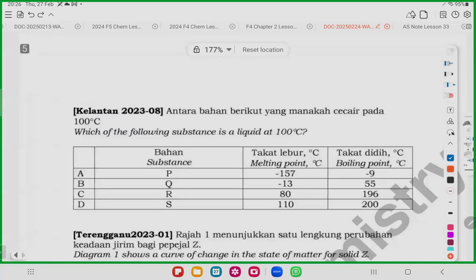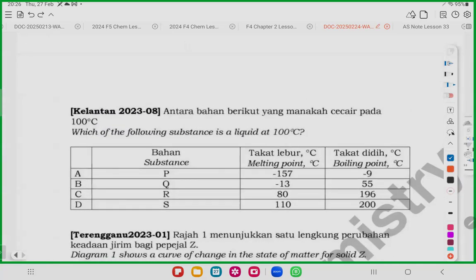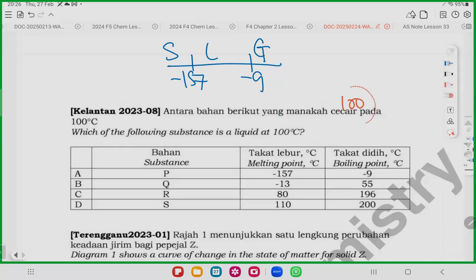Okay. So this question is from Kelantan. Which substance is a liquid at 100 degrees Celsius? You can use the three line method for it. For example, the first one: melting point -157, boiling point -9. So solid, liquid, and gas. The temperature they want is 100. So you ask yourself, where is 100? 100 is more than -157, more than -9, so it should be somewhere here. So it should be a gas.